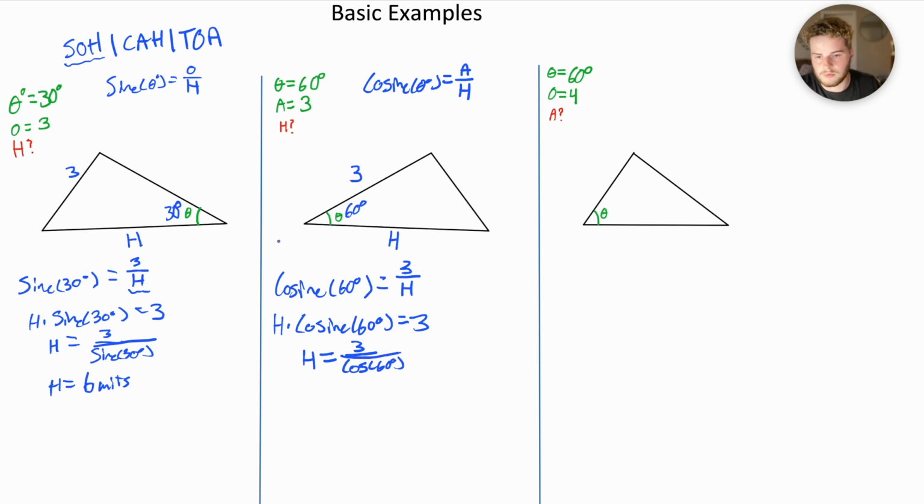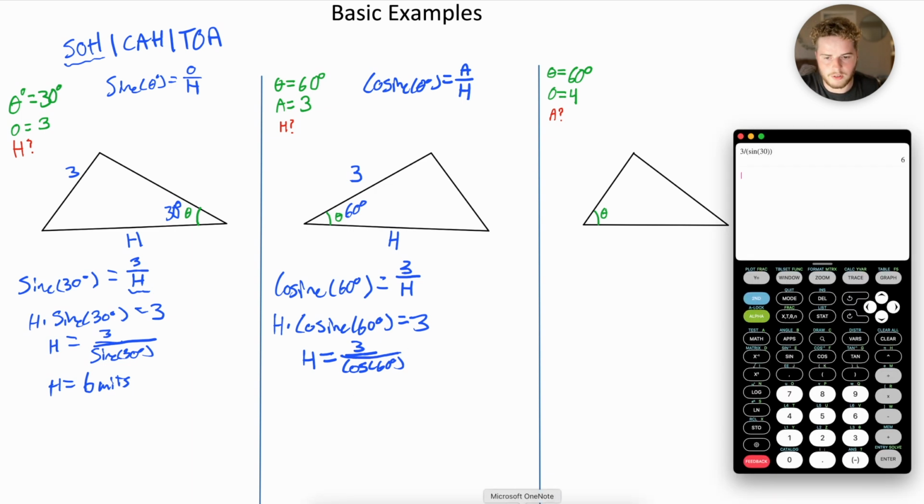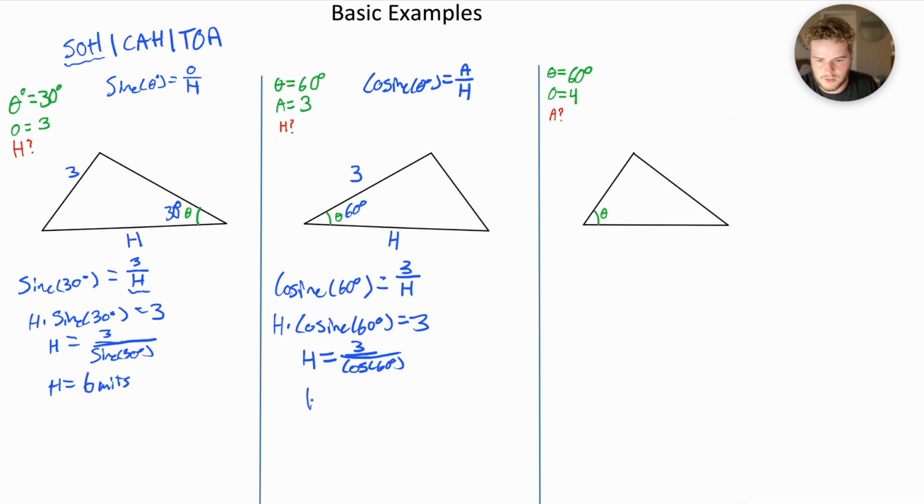And now we're going to plug that into our calculator again. So we have 3 divided by, I'm going to use parentheses just to make sure there's no calculation errors, and we get 6. So hypotenuse equals 6 units. And now this may look very similar to the other triangle, and I did that intentionally.